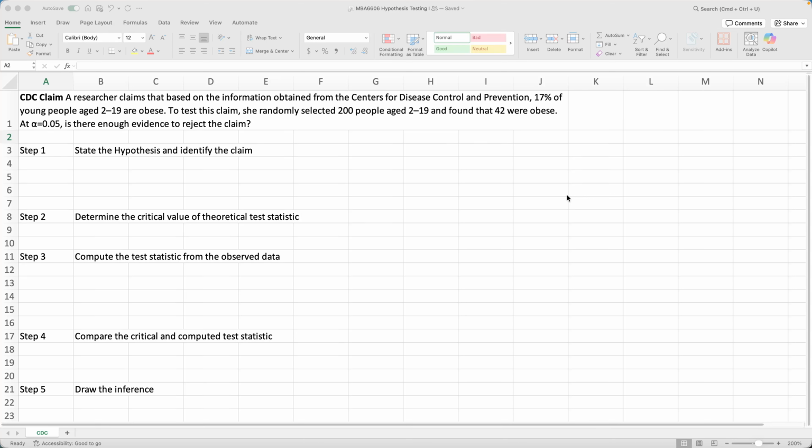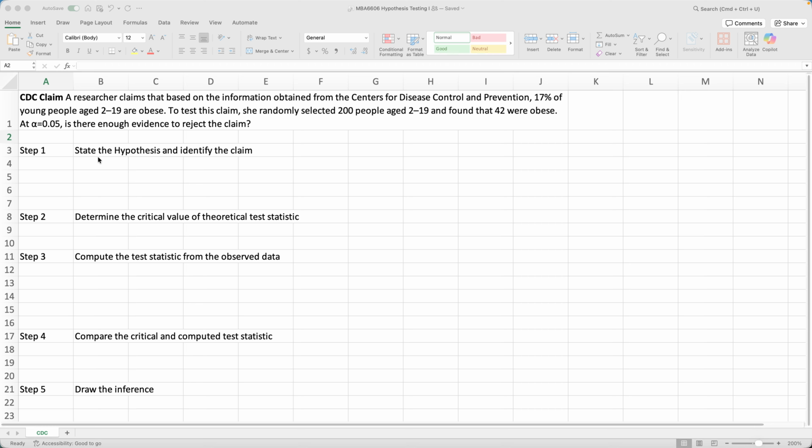Let us perform a hypothesis testing about a proportion. A researcher claims that, based on the information obtained from the Centers for Disease Control and Prevention, 17% of the young people aged 2 to 19 are obese. To test this claim, she randomly selects 200 people aged 2 to 19 and found that 42 were obese. At 5% significance level, is there enough evidence to reject the claim?